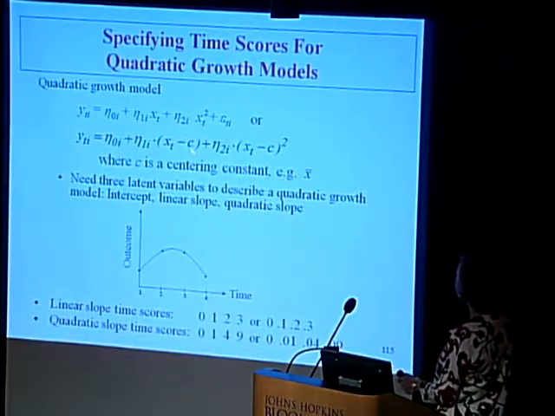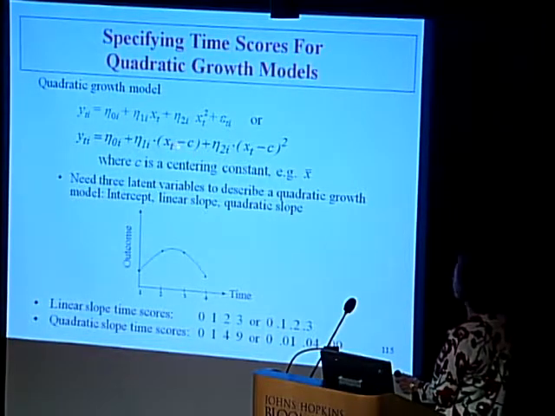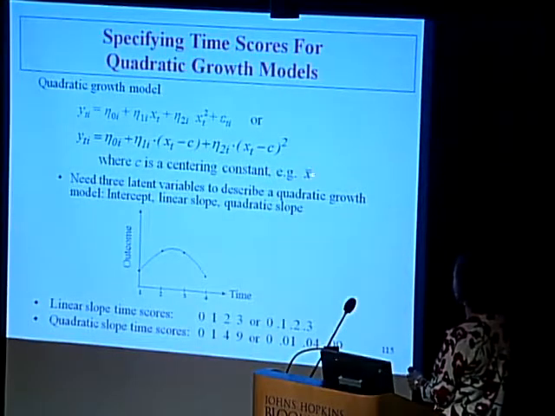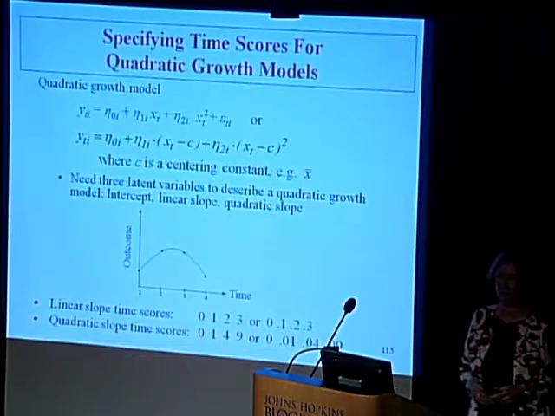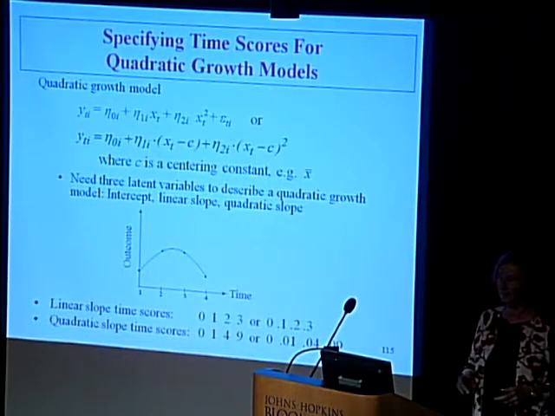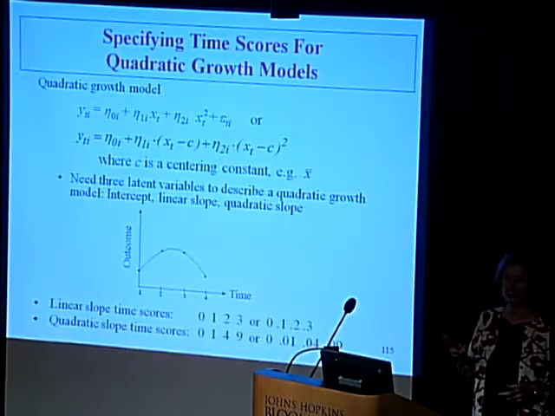Or you could center the time scores, as is shown in the equation below, where c is the centering constant, for example, x bar. That can sometimes be helpful if you're having trouble estimating a quadratic growth model, because the linear and quadratic growth factors are sometimes highly correlated with each other.